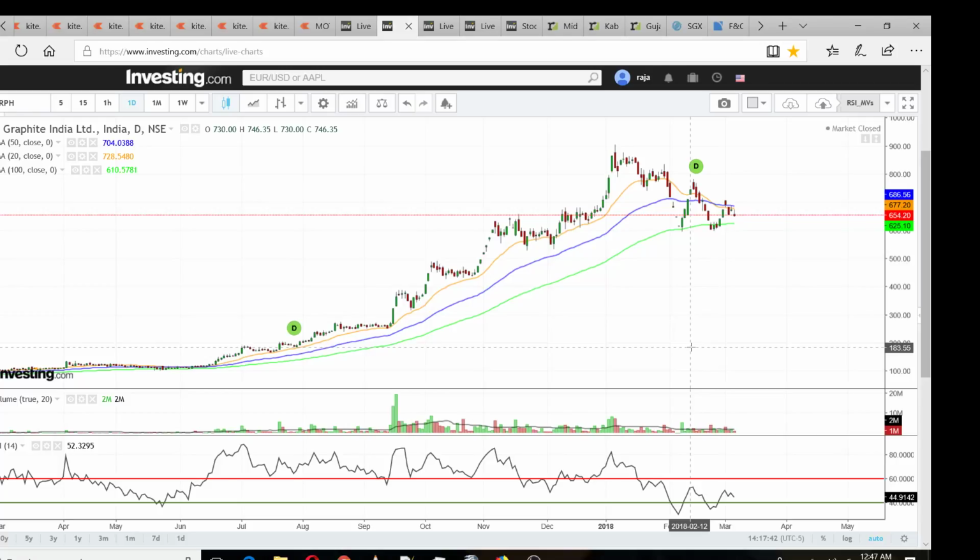Today is 8th of March 2018 and I will be analyzing Graphite India Limited. This is one of the queries in my WhatsApp group. The query goes like this: the person is already holding some Graphite India Limited and he is looking for the right place, the right level, the right price to add more, that is, to average.